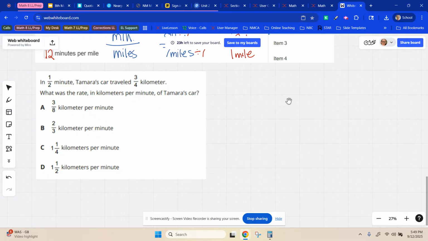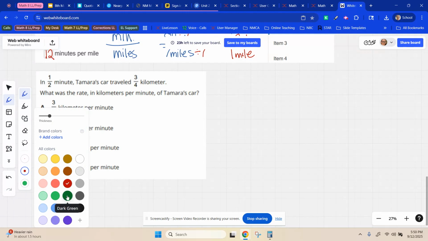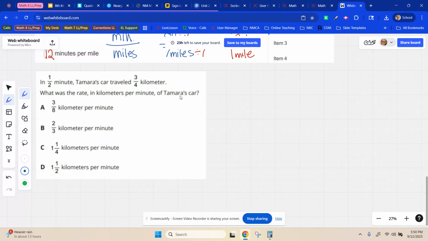Let's do the same thing with this problem, but what you're going to end up with is a really, really scary looking fraction. This was a state test problem that I put on your last unit test. In half a minute, Tamara's car traveled 3/4 of a kilometer. What is the rate in kilometers per minute of Tamara's car? Kilometers per minute. So that means I'm going to have the kilometers in the numerator, the minutes in the denominator. And again, I know that because of the word per.